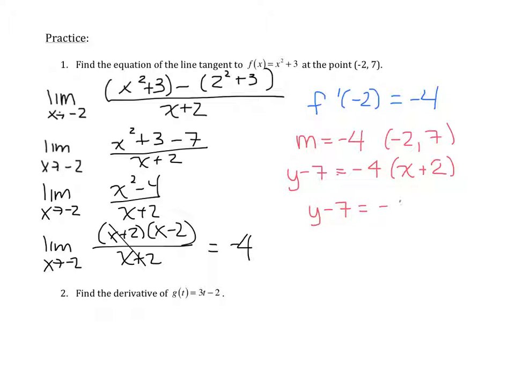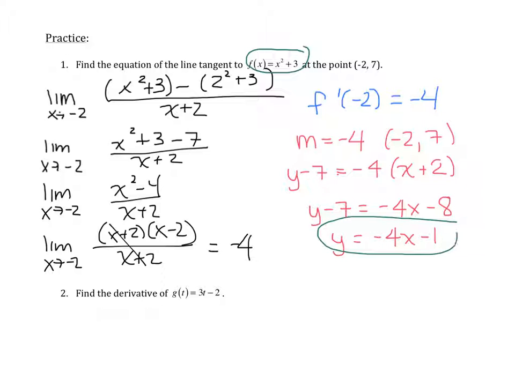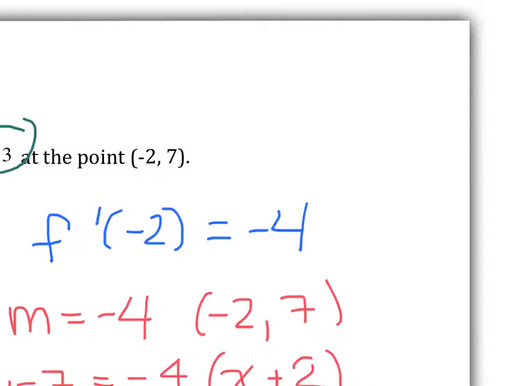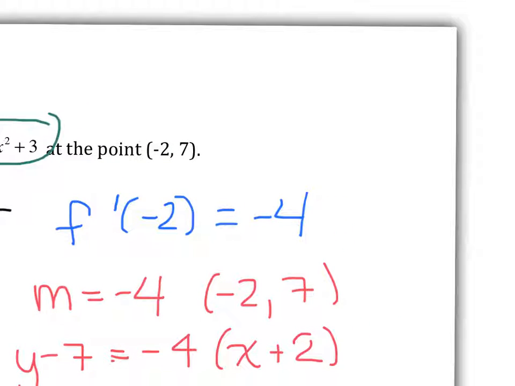So that would be y equals -4x minus 1. And that is the tangent line to f of x equals x squared plus 3 at the point -2, 7. Now if you were to graph f of x equals x squared plus 3 and this tangent line, you would see that it is in fact tangent. I'm just going to do a rough sketch off to the side here, but you could do that on your graphing calculator as well.